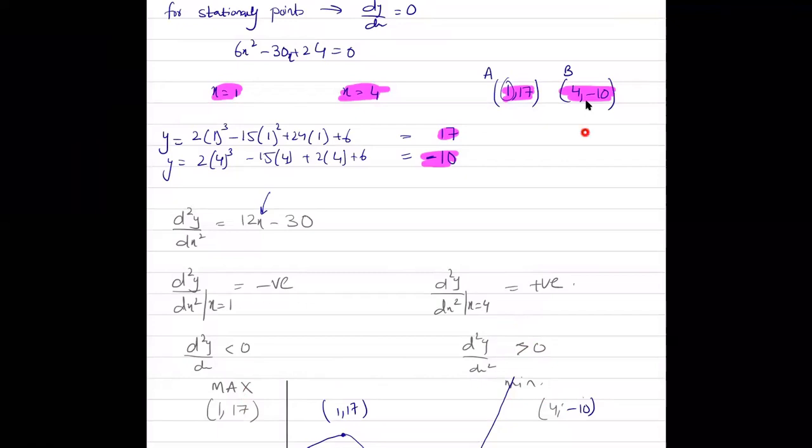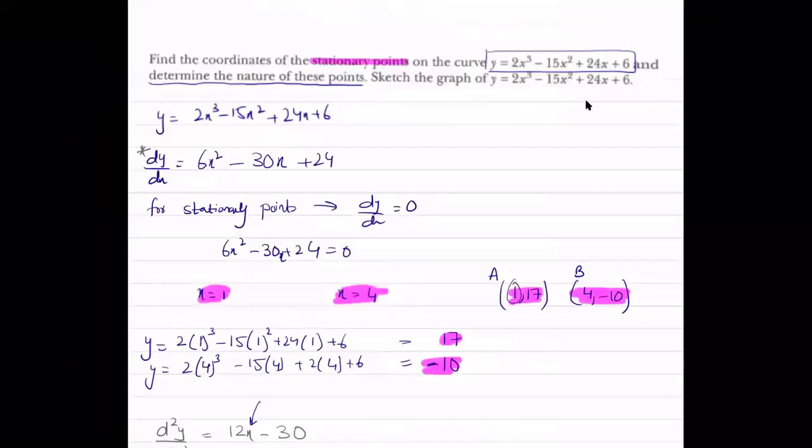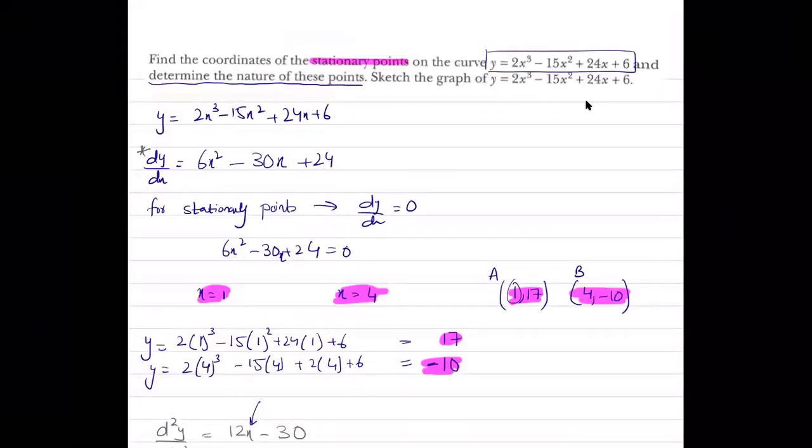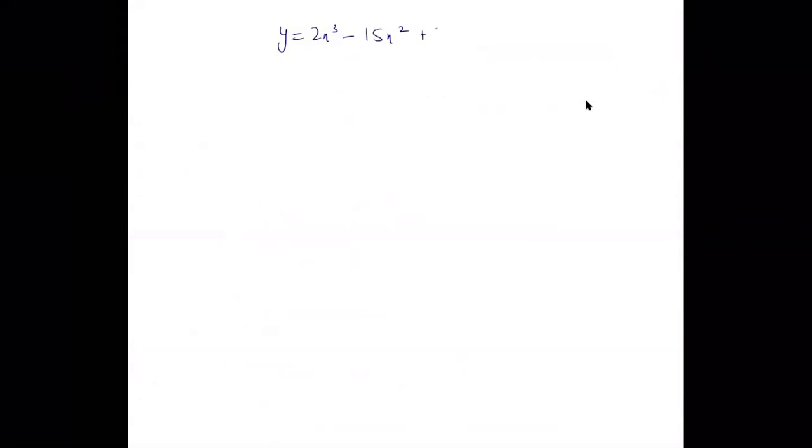Now, the question says we need to sketch the function. To sketch the function, the equation is 2x cubed minus 15x squared plus 24x plus 6. This is what you need to plot.